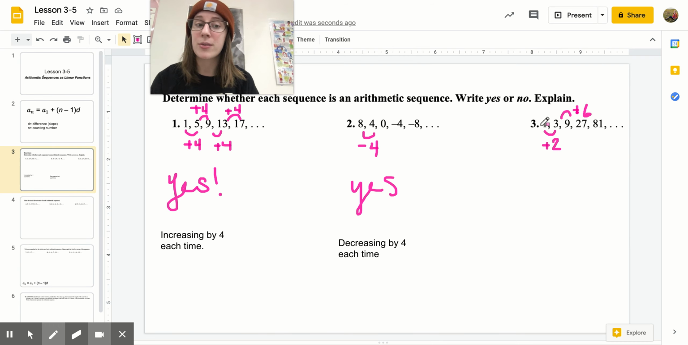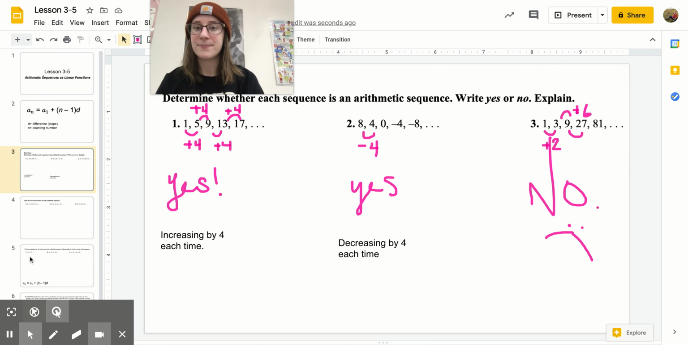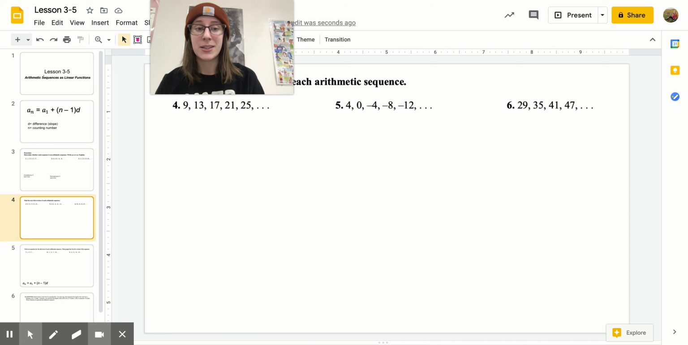So in problem 3, you're adding 2, then you're adding 6, and then you're adding even more. This is not an arithmetic sequence. You learn later about what this sequence is, but at this point, from what you know, you will say no. Sad face. And that's how you do those problems. Pause this if you need to. Go ahead and try the other ones.